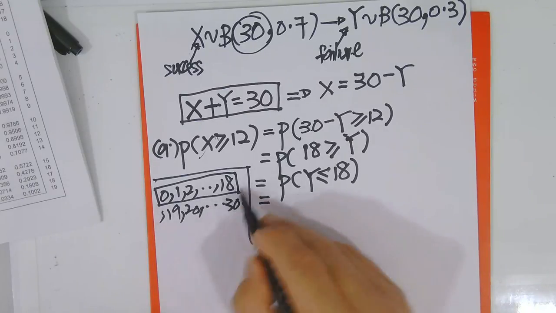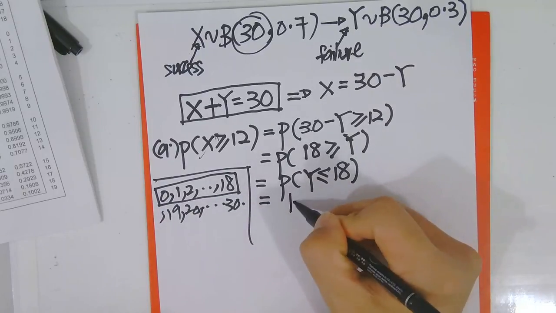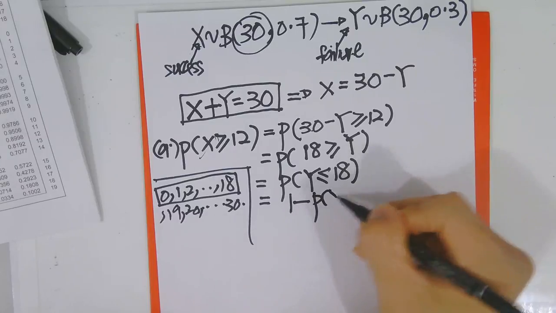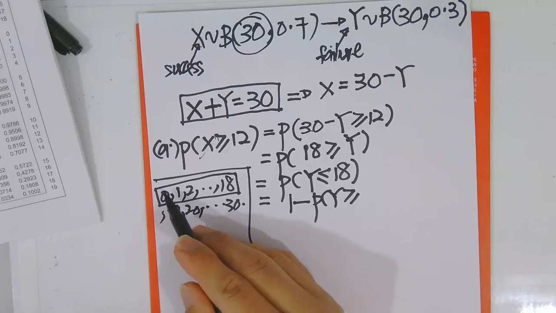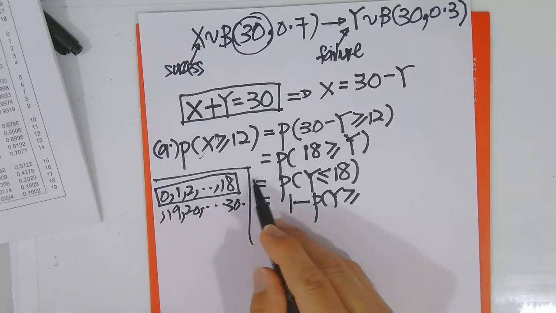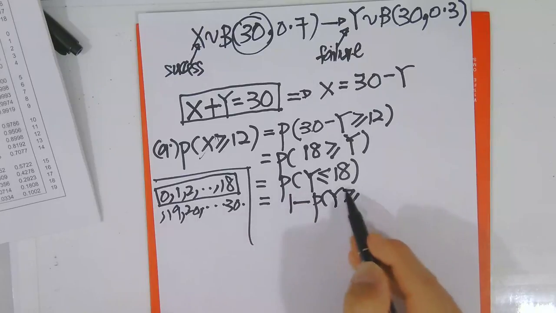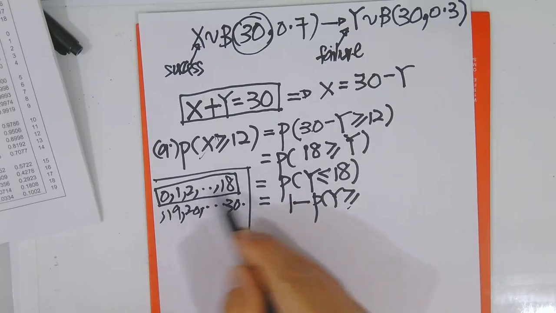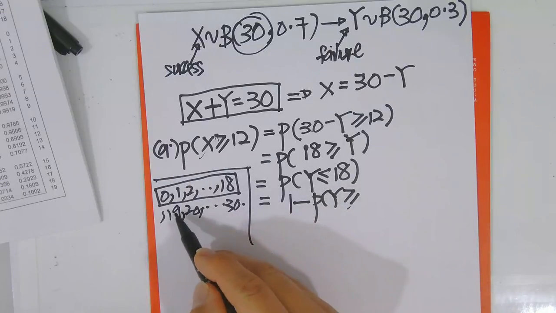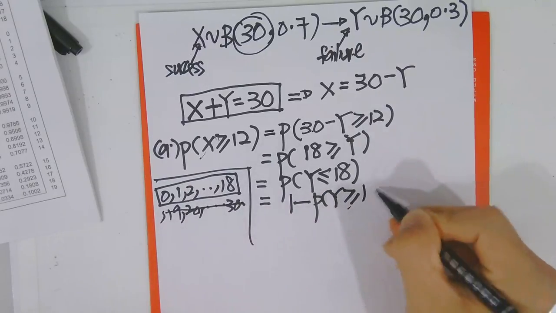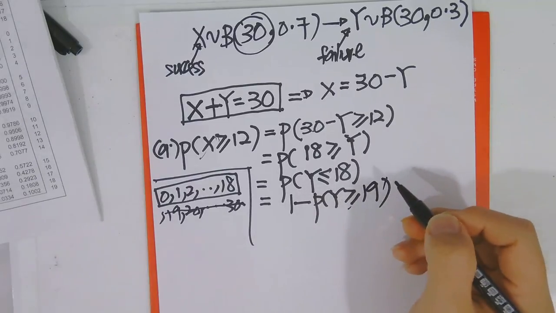Everything here, total up everything, the probability will be 1, right? Because we start from 0, everything from 0 up to 30 is 1. So for y, we only want 0 up to 18, less or equal 18. We don't want 19 and above. So I should minus away: 1 minus probability of y greater or equal 19.